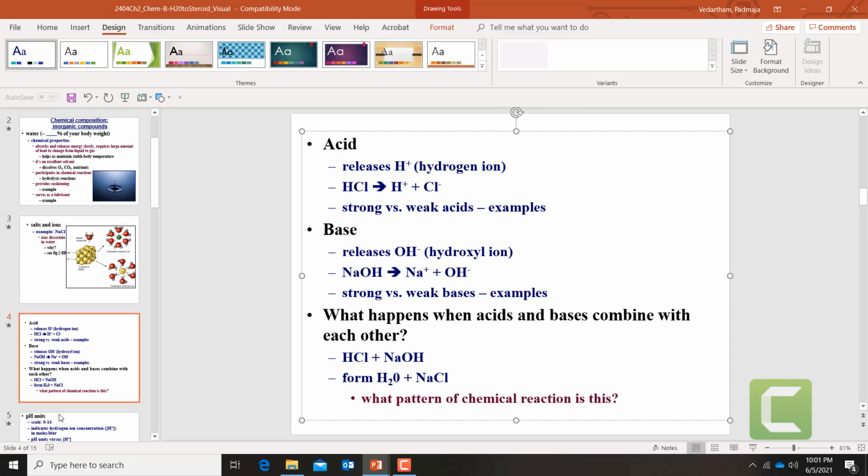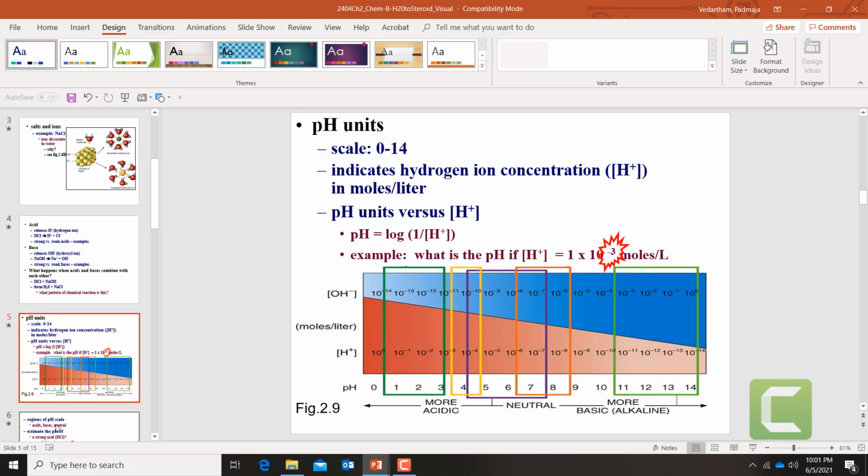So let's talk a little bit about pH, and then I'll talk a little bit about the buffer system. The scale of measuring acid or base is called the pH scale, and it starts actually from 1 to 14, not 0. And this indicates hydrogen ion concentration in moles per liter. pH units are a log value, meaning that it is an exponential unit.